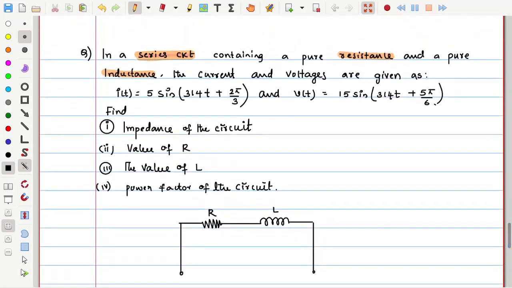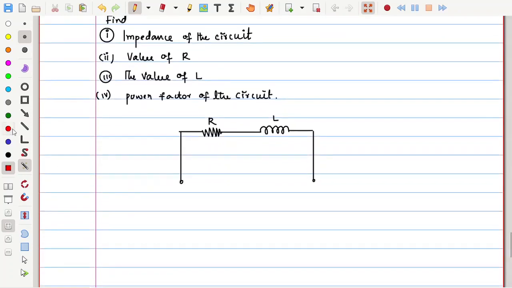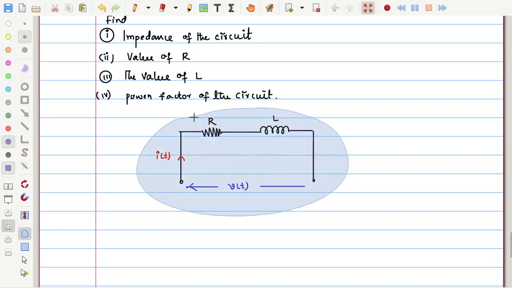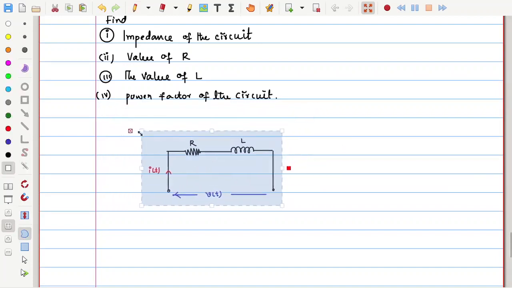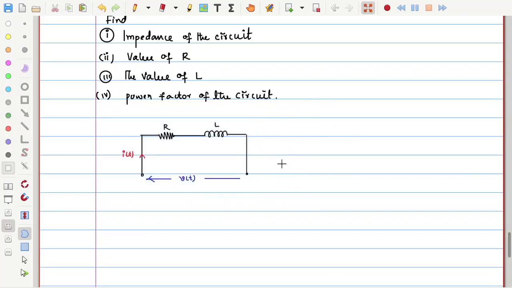This circuit has voltage and current in this way. Now let me put, how much is the current? Tell me, I of t, that expression, and how much is the voltage? Voltage applied is V of t, as like this. Now these are in the time domain, in the sense that everything is a function of time.